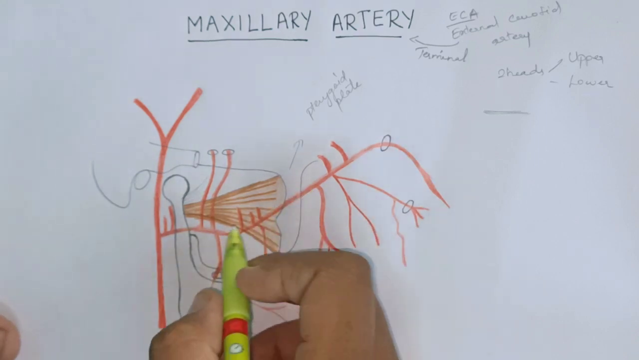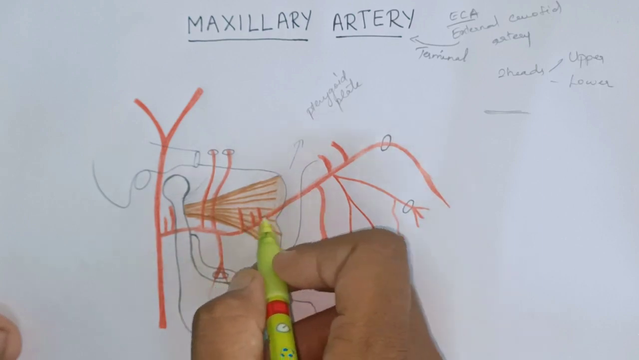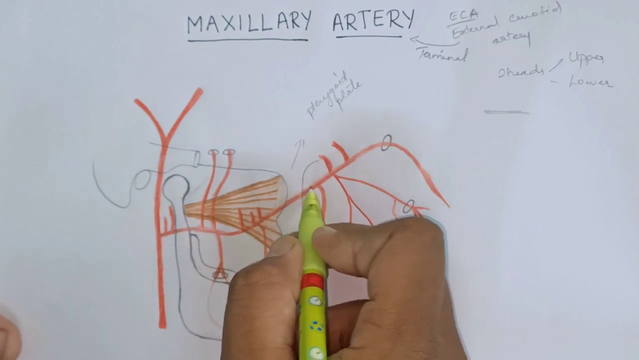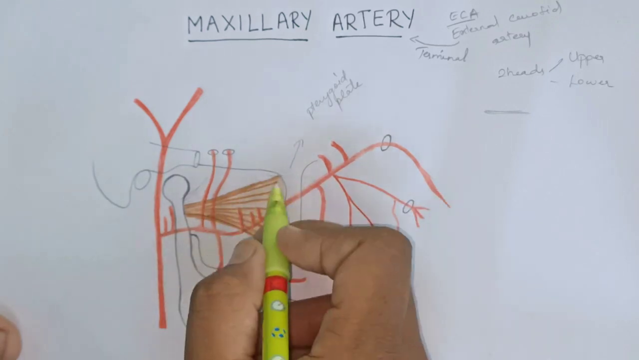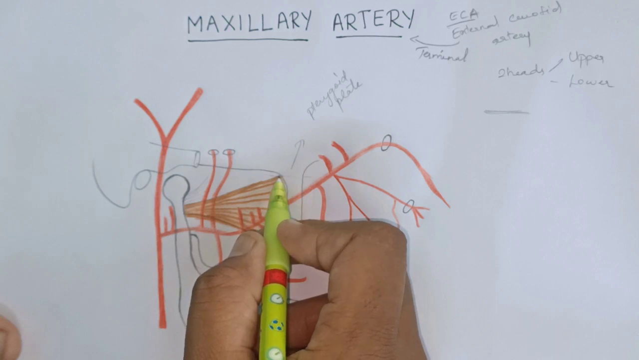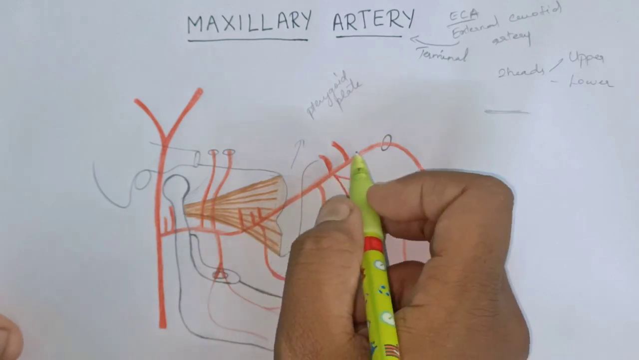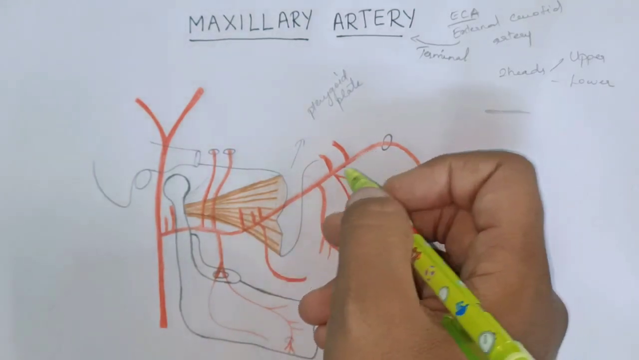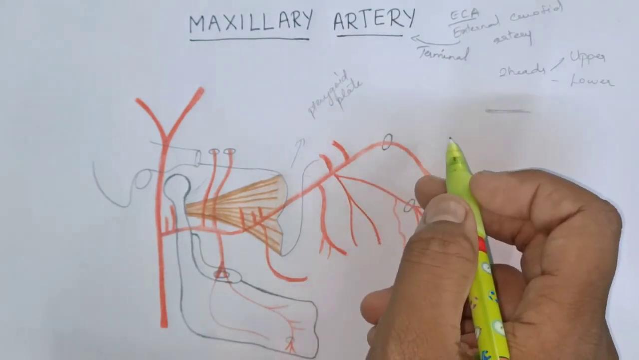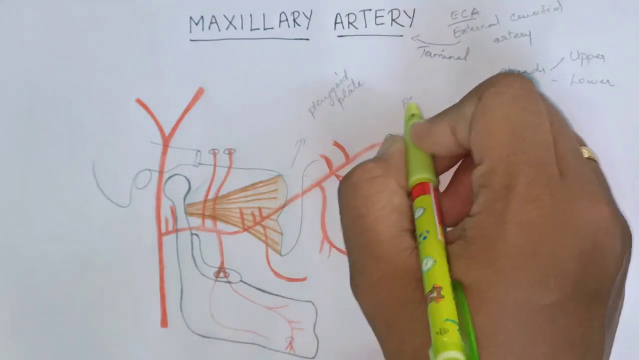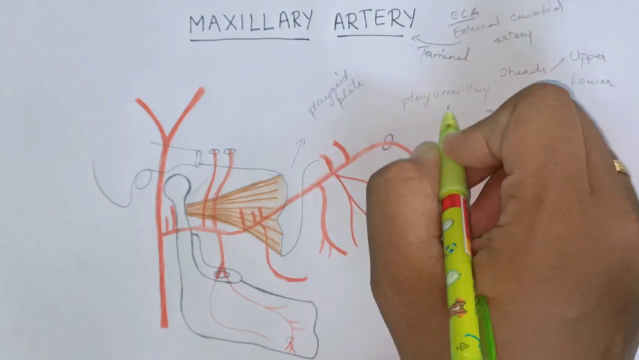From there it runs upwards and forwards and reaches the upper border of the lateral pterygoid muscle. This is your upper border. From the upper border of the lateral pterygoid muscle, it finally reaches the pterygopalatine fossa through the pterygomaxillary fissure.